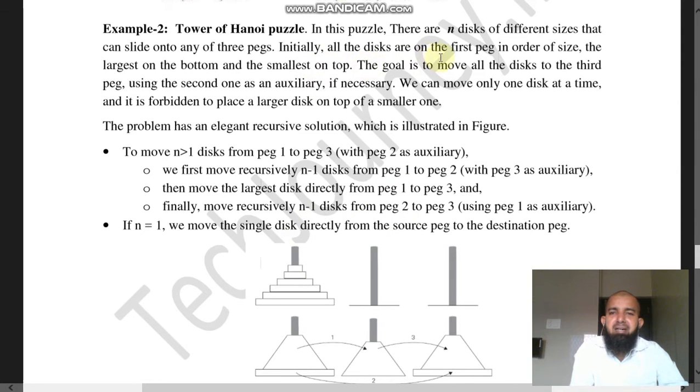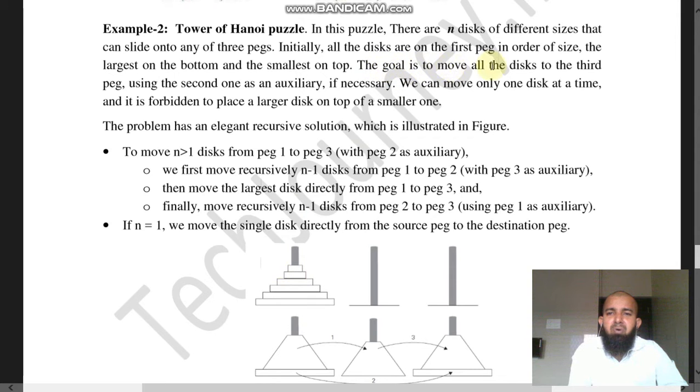Initially all disks are on the first peg in order of size. For example, here these are all the disks, 1 2 3 4 5 6, six disks. The bigger disk is at the bottom, the next bigger one above it, like this, and the smaller disk at the top.